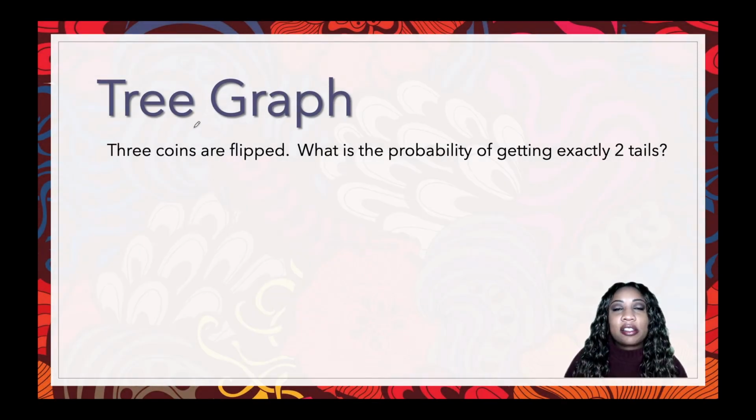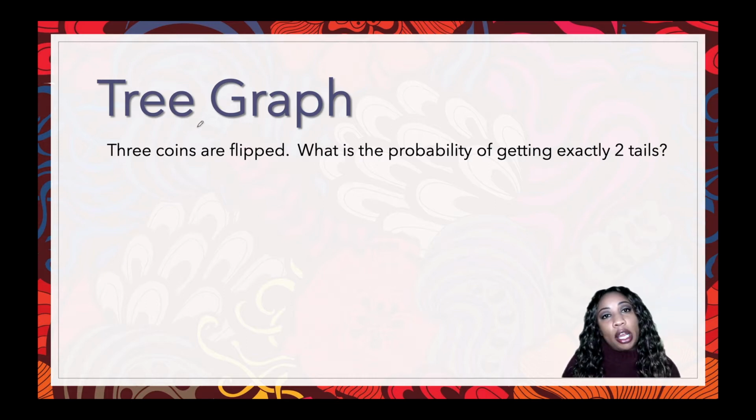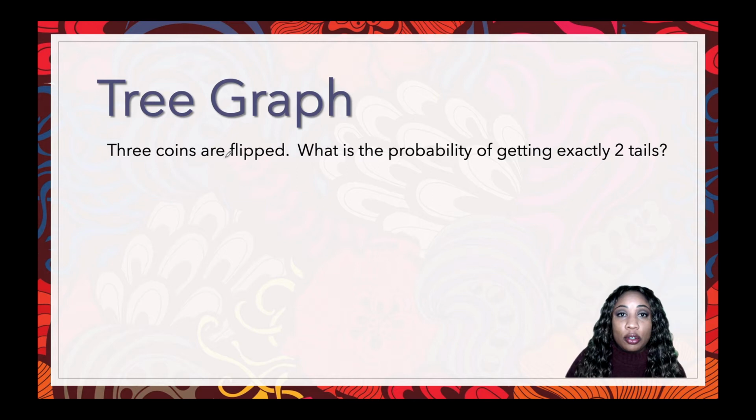Now, to figure out some of our probabilities, we're going to use a tree graph. So the time you want to use a tree graph is when you have something that has two options. So if they ask about having a boy or a girl, if you have questions on a quiz and the answers are true or false, or if you're flipping coins and you'll get heads or tails. So that's when you're going to want to use one of these tree graphs. So for this one, it says 3 coins are flipped. What is the probability of getting exactly 2 tails?